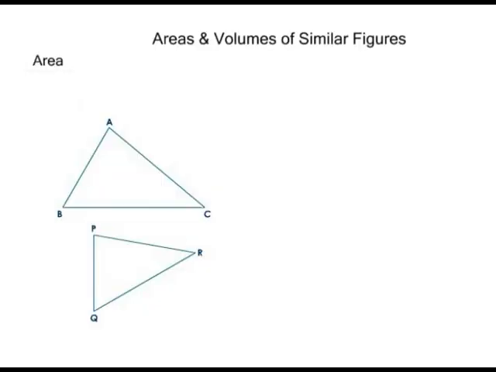Next, areas and volumes of similar shapes. Let's go back to our triangle. If triangle ABC is similar to triangle PQR, then not only are the corresponding sides proportional, but the areas too are proportional. We've said that AB over PQ is equal to BC over QR, is equal to AC over PR, and is equal to the scale factor.